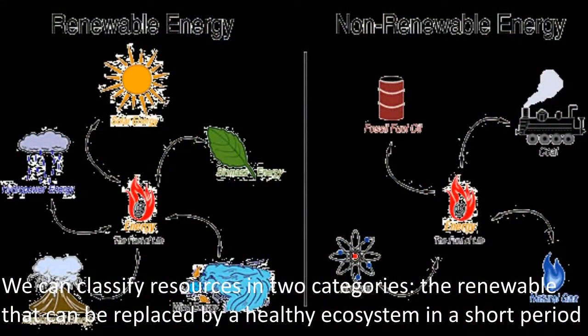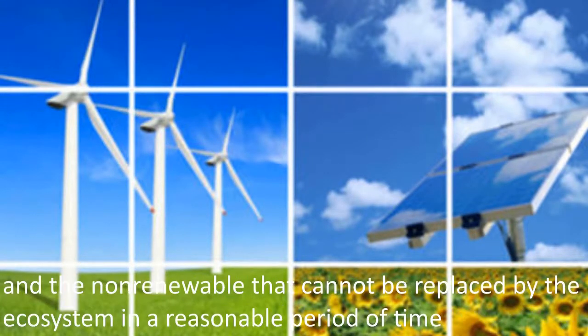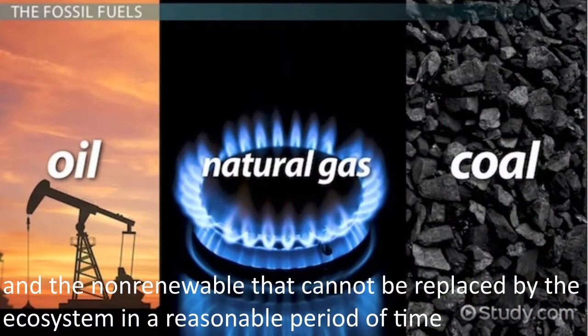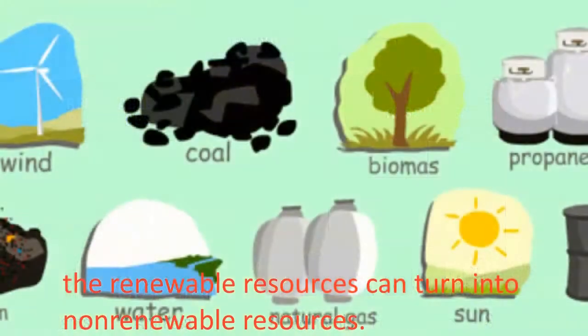We can classify resources into two categories: the renewable, which can be replaced by a healthy ecosystem in a short period, and the non-renewable, which cannot be replaced by the ecosystem in a reasonable period of time. It's worth saying that in an unhealthy environment, renewable resources can turn into non-renewable resources.